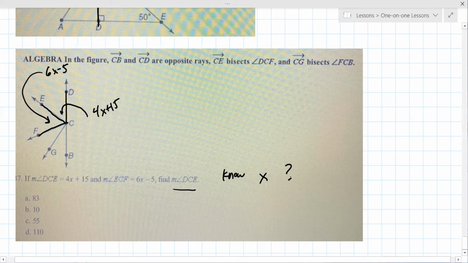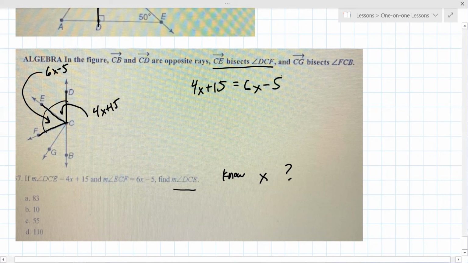But we know that CB and CD are opposite rays. CE bisects DCF. This ray right here bisects, which means that these two are congruent. So that means we can just set them equal. We can say 4x plus 15 equals 6x minus 5.